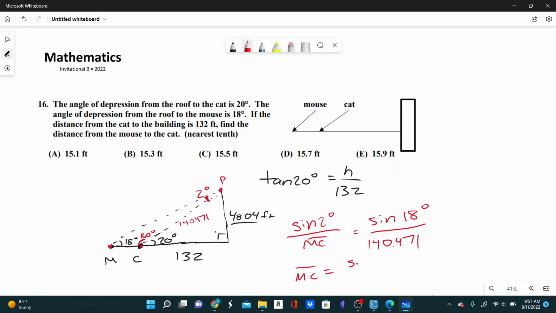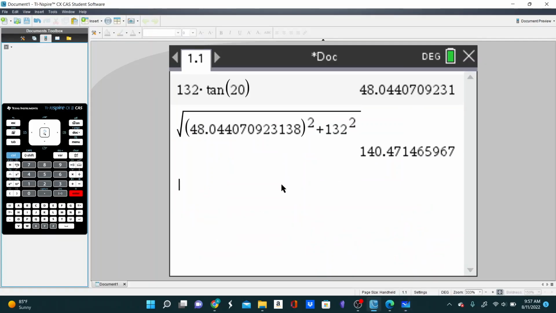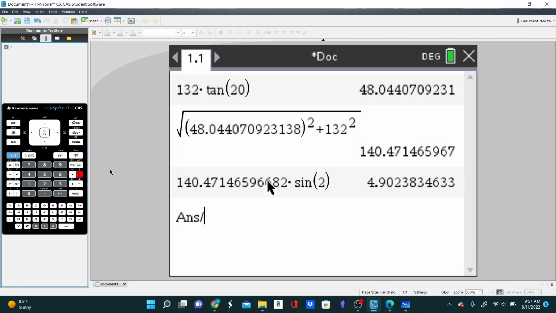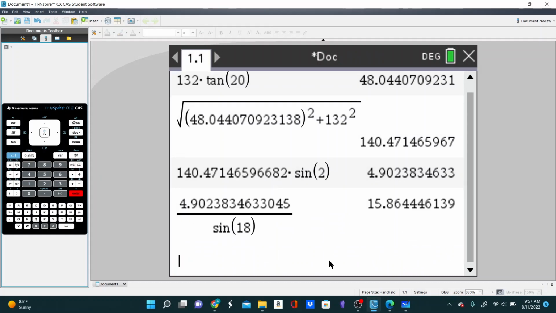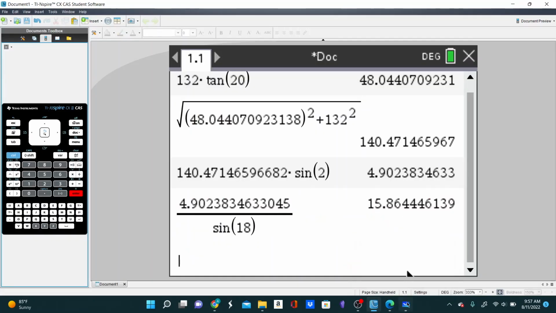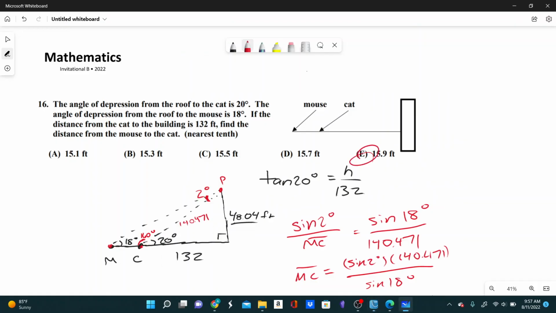So MC is the sine of 2 degrees times 140.471 divided by the sine of 18 degrees. Let's just solve this. So 140.471 times the sine of 2, and then divide that by the sine of 18. And so we get a distance for MC of 15.86. Now, rounding to the nearest tenth, that's 15.9 feet. And that's answer choice E.